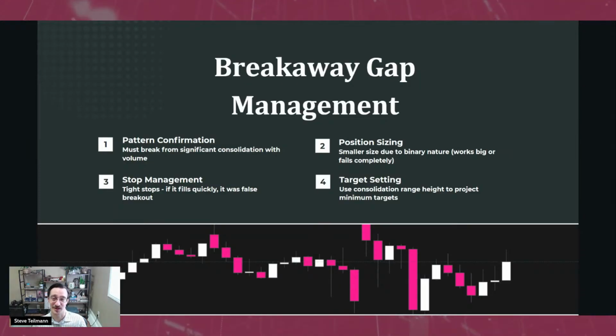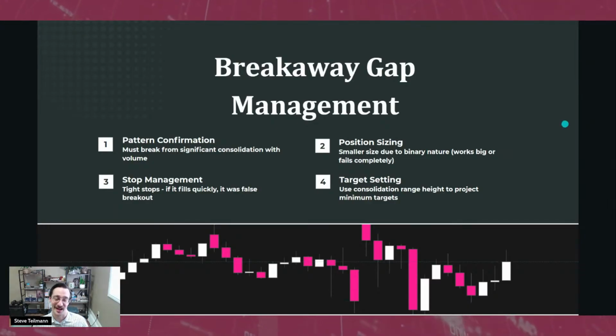You can size up and expect, okay, if I'm wrong, it's the 1 out of 5, and the other ones will make up for it. For these, the hit rate's going to be lower, so you want to respect the statistics and protect yourself in that regard. I also recommend tight stops, because like I said, if it fails, it will fail hard. We do that with tight stops and small sizing. In terms of target setting, we want to use the consolidation range, like I mentioned, to project minimum targets.